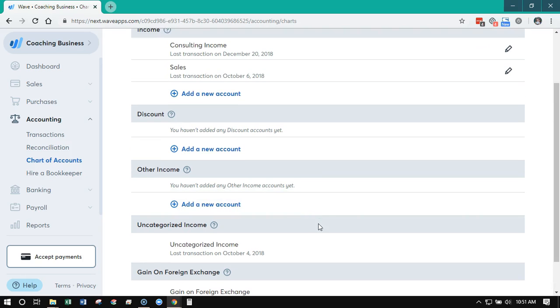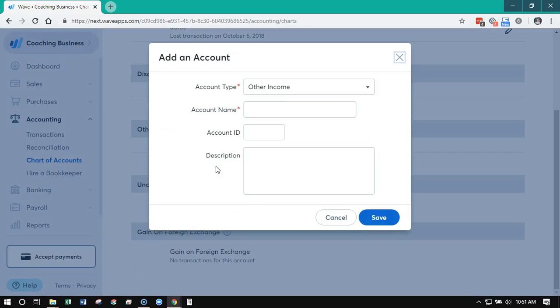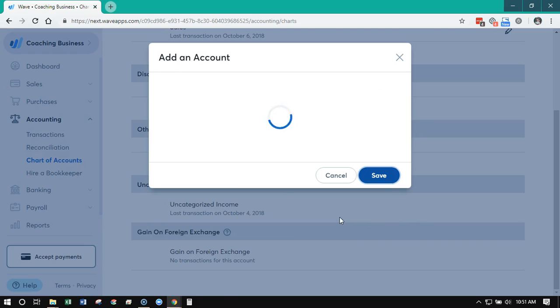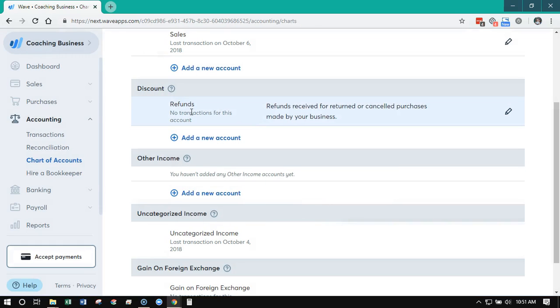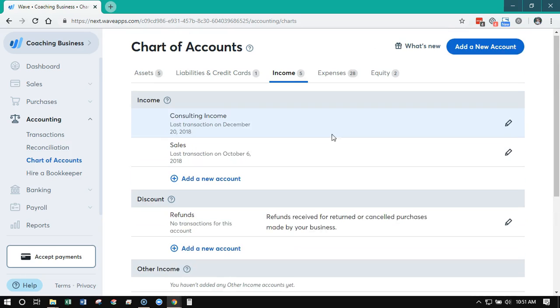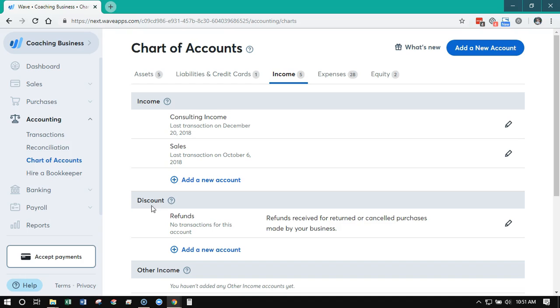The other thing you want to make sure we have is a refund account. So if you give refunds, that's actually an income account. Sounds kind of weird, but that's where it goes. So, refunds for returned or canceled purchases. See, it already knows. It recognizes it. So you want to have refunds here under discount and income, because anytime you refund your own customer, it's a cancellation of income. So that's why it goes up here.